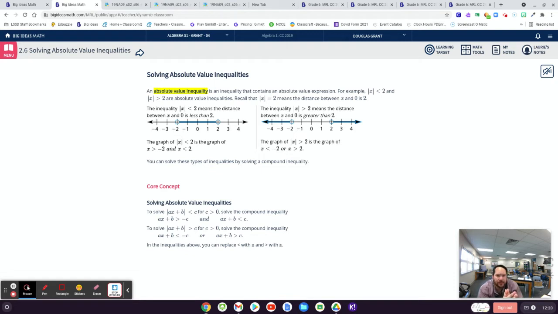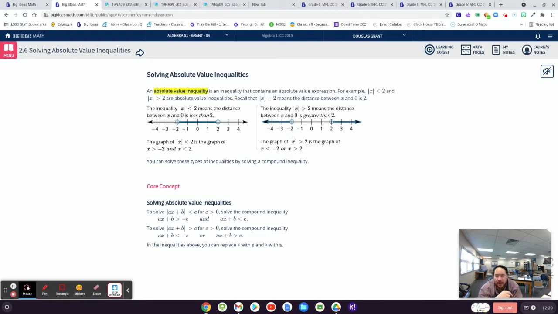So an absolute value inequality is an inequality that contains an absolute value expression. So if you have like the absolute value of x is less than 2 and the absolute value of x is greater than 2, those are absolute value inequalities. I'm just reading this word for word.